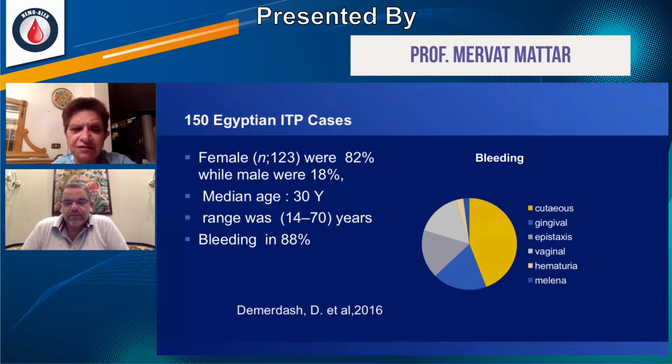Median age in our series was very young, age of 30, and bleeding was present in 88% of all cases. The age range was between as young as 14 and as high as 70 years of age. The very first manifestation was cutaneous bleeding, and this was followed by gingival bleeding in our series.